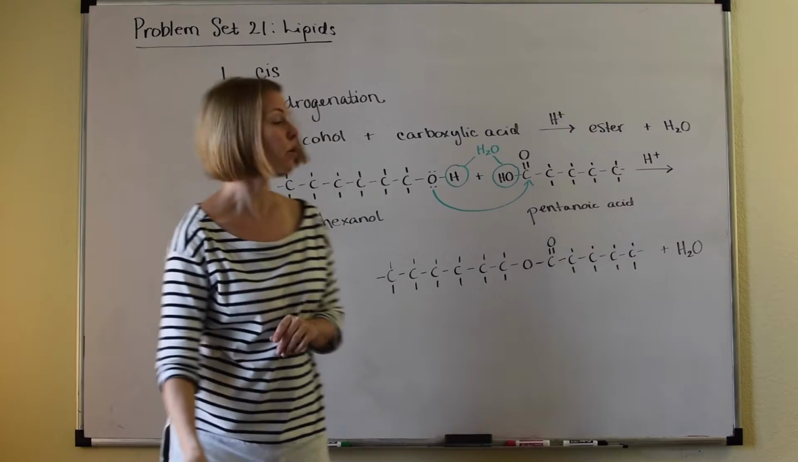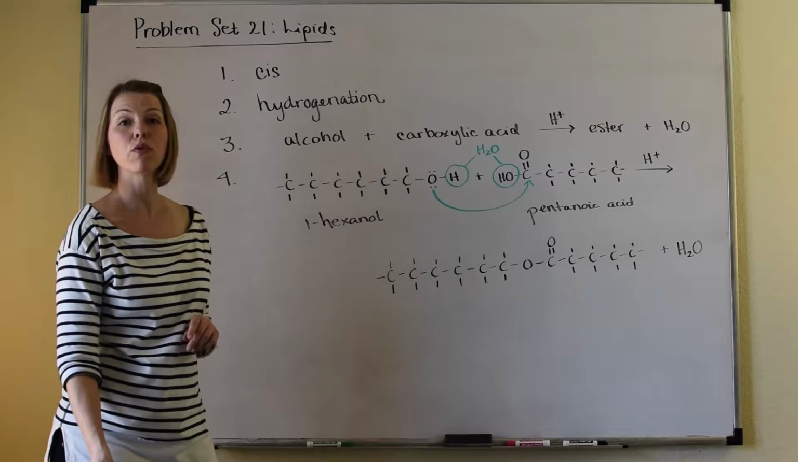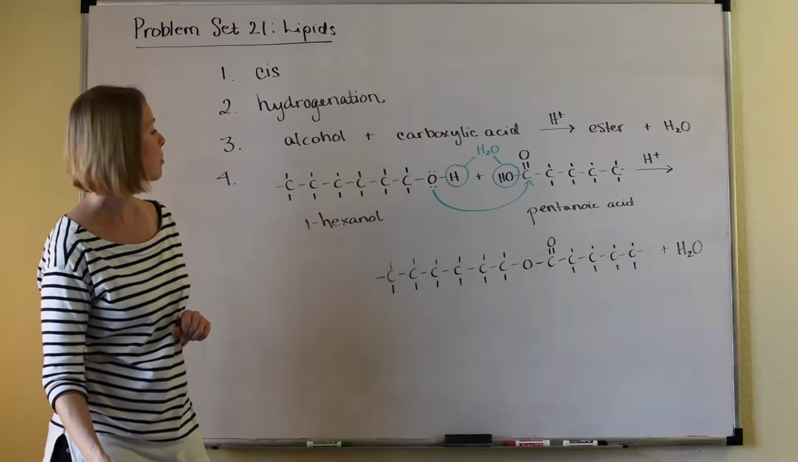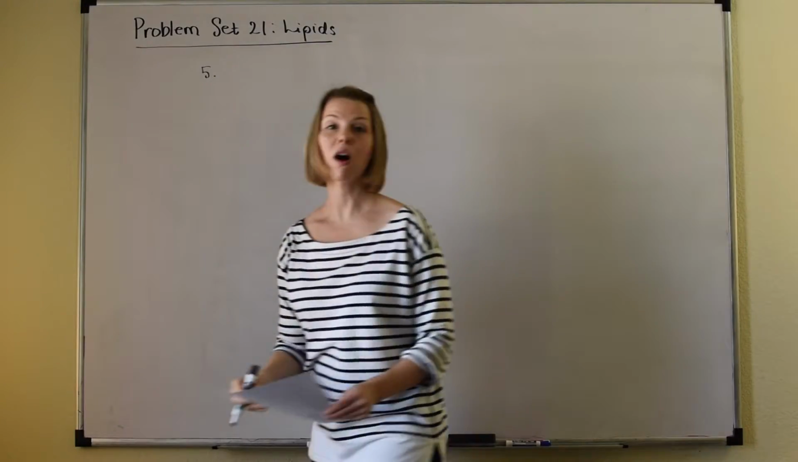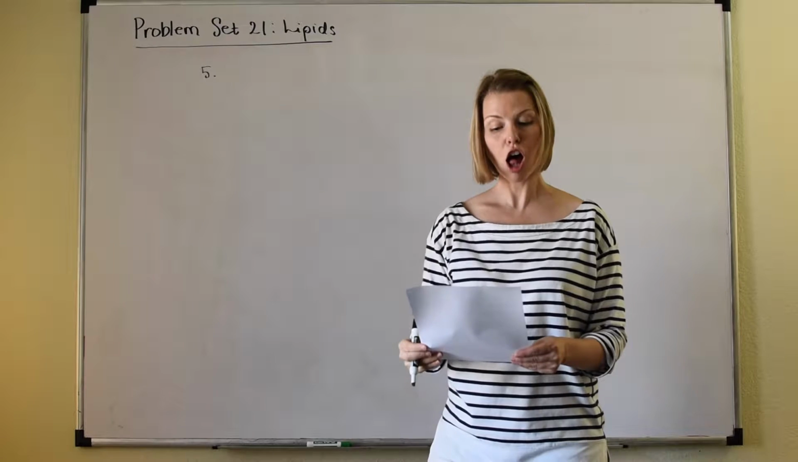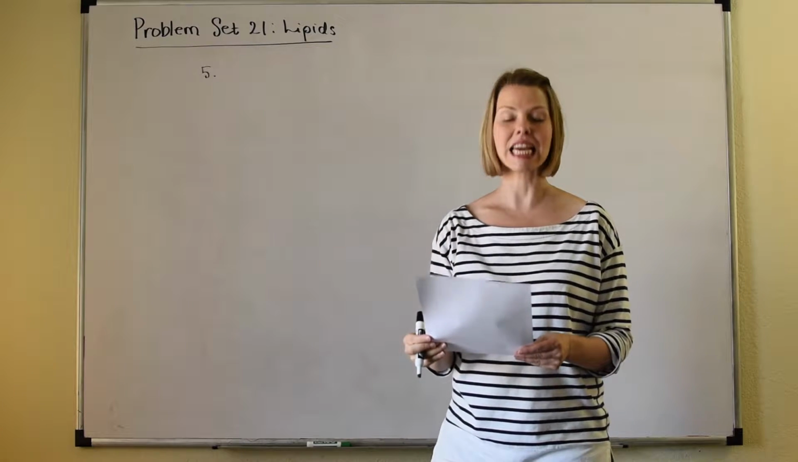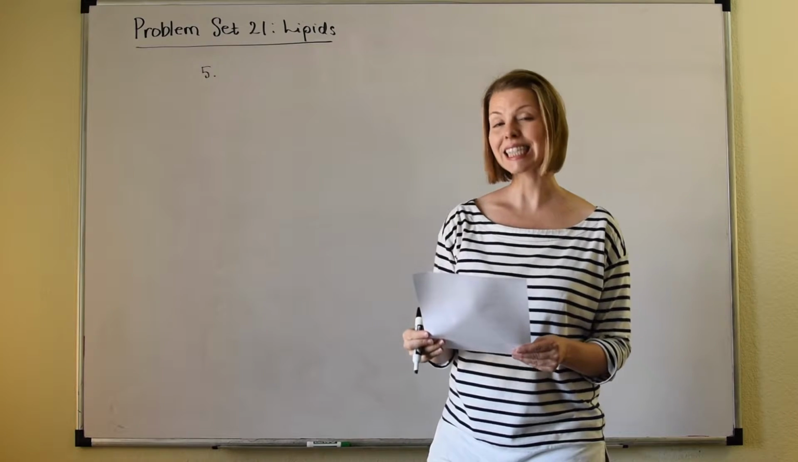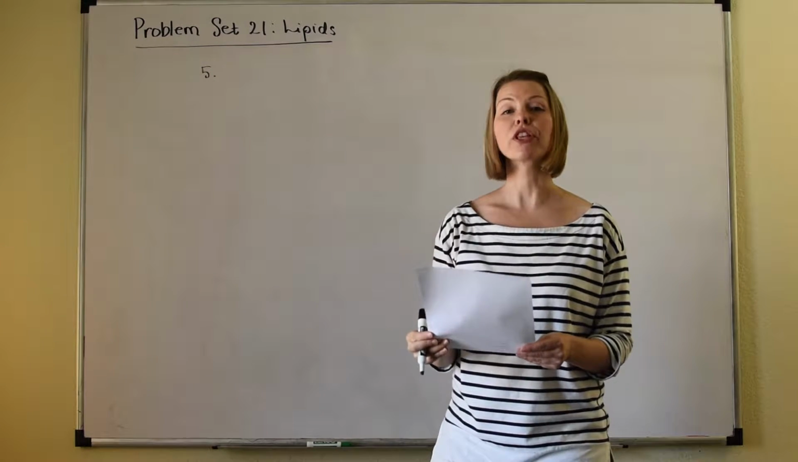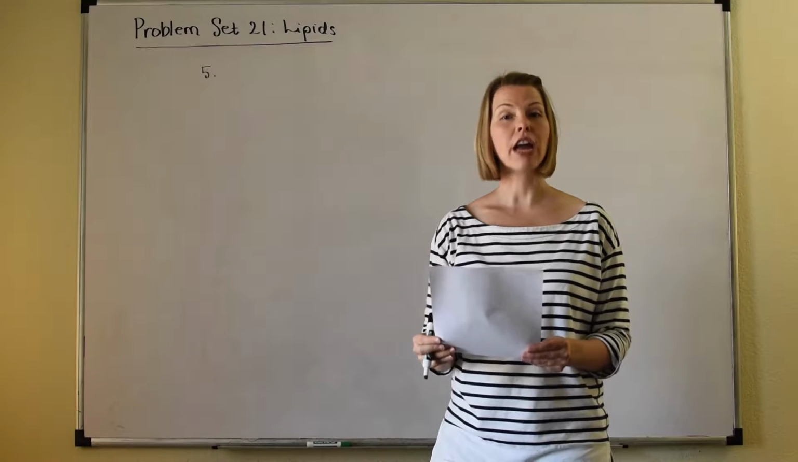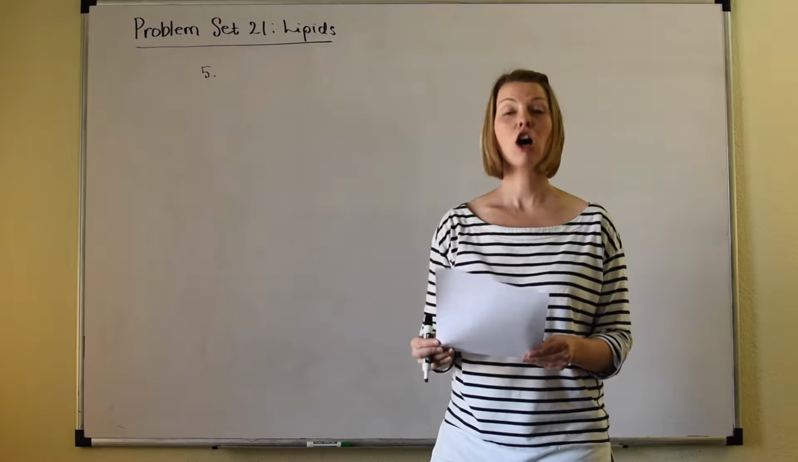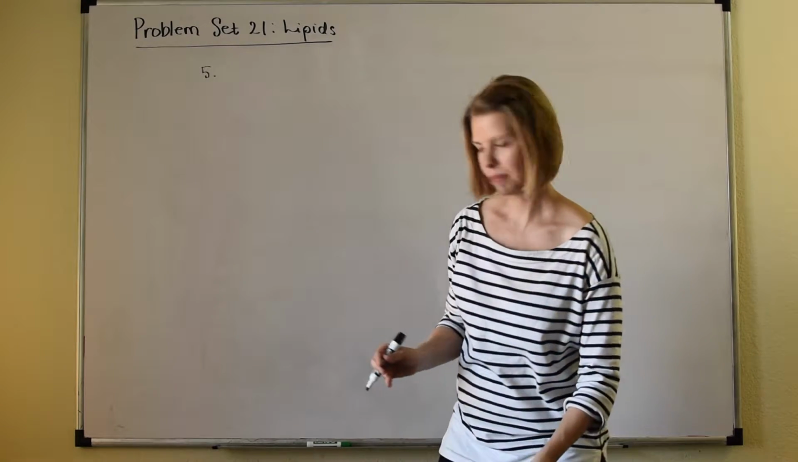Let's go ahead and erase here before we go on to number 5, just so that we have a little more room. Okay, number 5. Lauric acid is the predominant fatty acid in coconut oil. It is a saturated fatty acid with 12 carbons. Answer A through B below. A. Draw lauric acid.